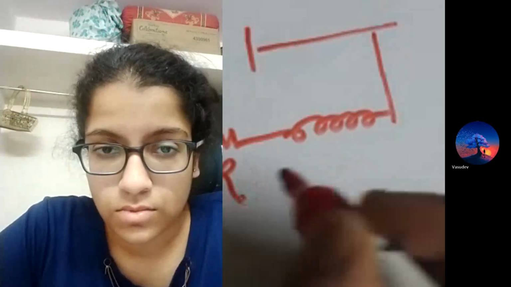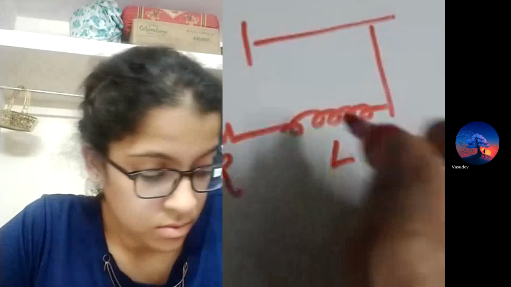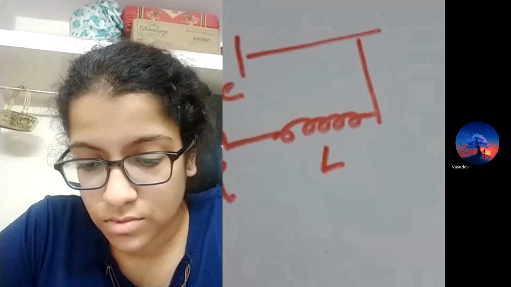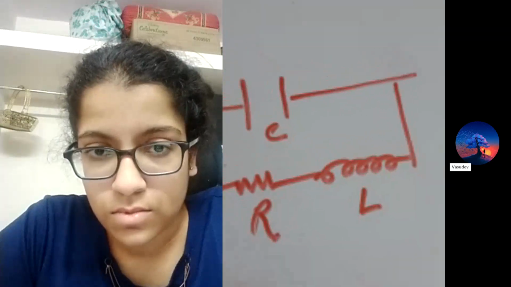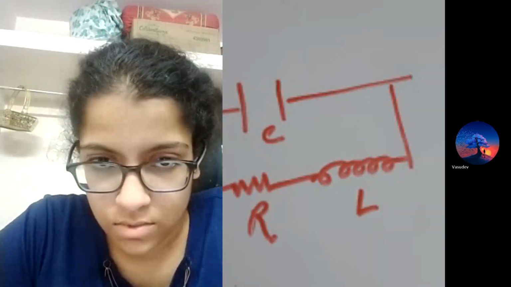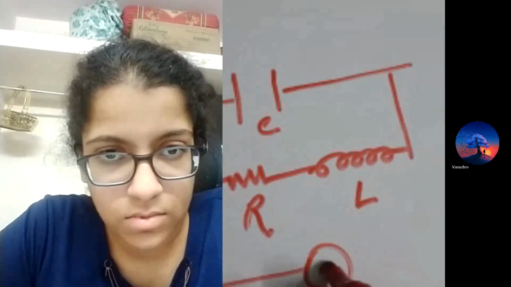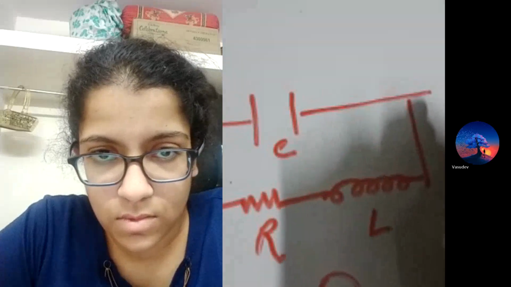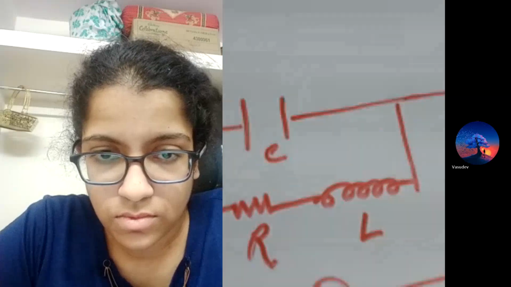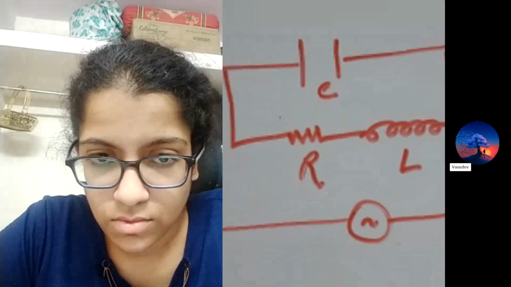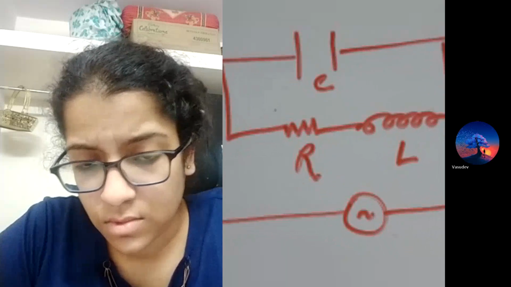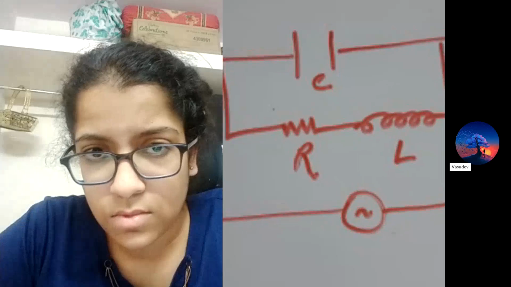R here, L here, C here. Why do we have doubts related to parallel combination? The answer, I would say, is that we are not relating it mathematically. We'll be relating it mathematically, and when I say mathematically, I mean complex number representation. How do we go about it?